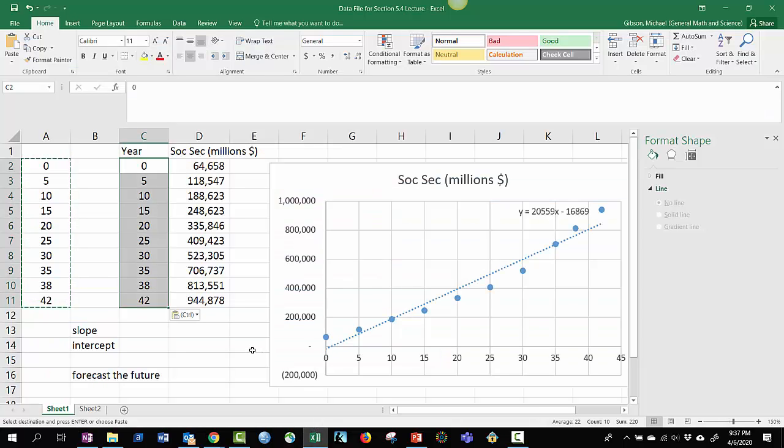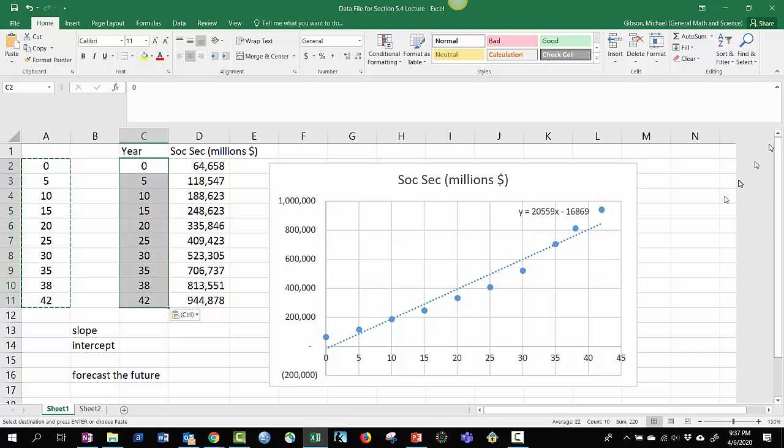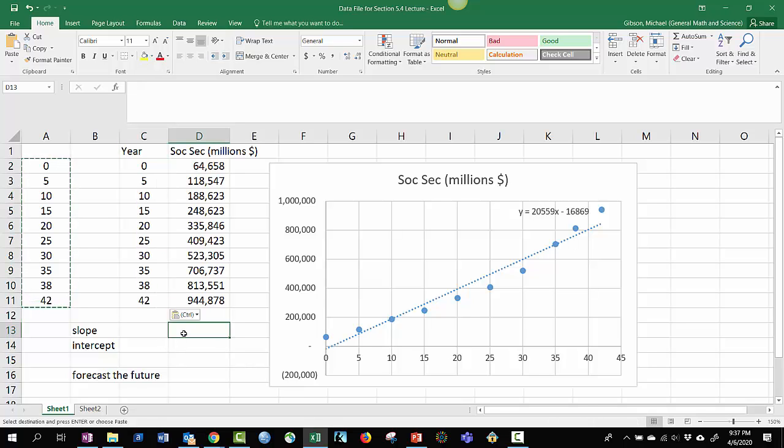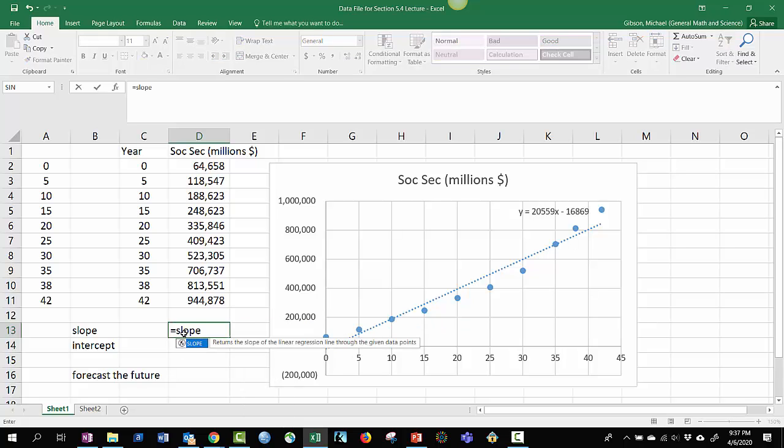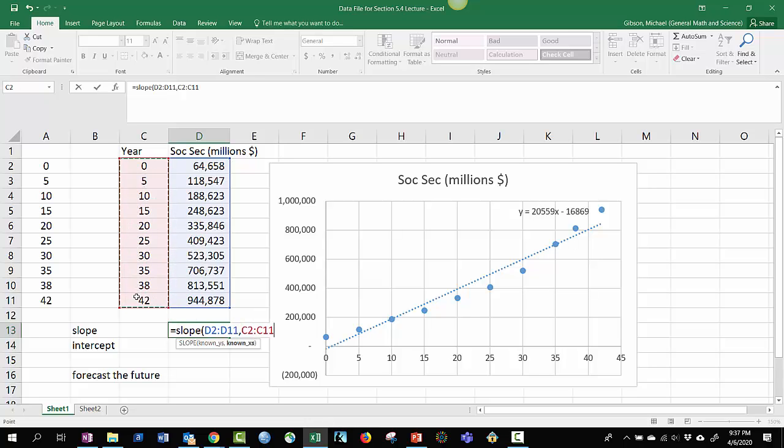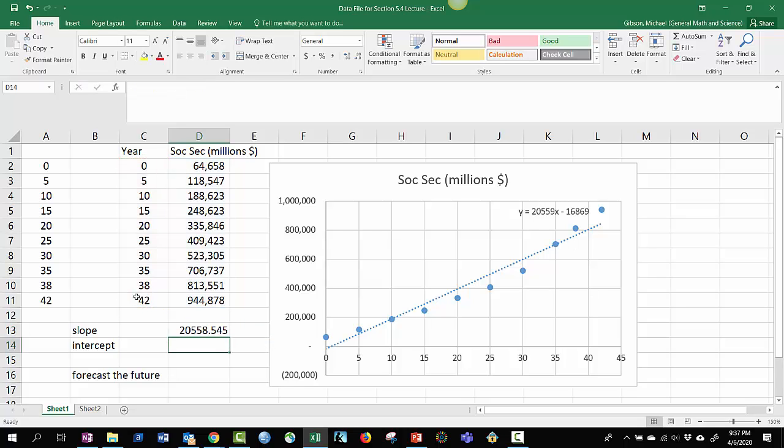Okay, now, let's say you don't need the graph. There's a faster way to do this if you don't need the graph. We're still going to get y equals, in slope-intercept form. So for the slope, the command is actually slope equals SLOPE. It's pretty easy to remember. Open parenthesis, and then you highlight the y's first, type a comma, highlight the x's. All right, close parenthesis, enter.